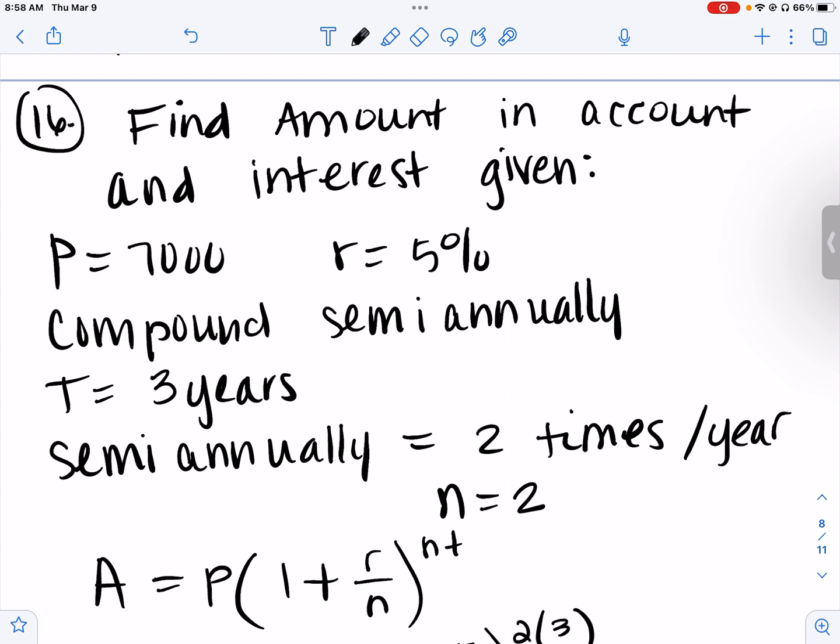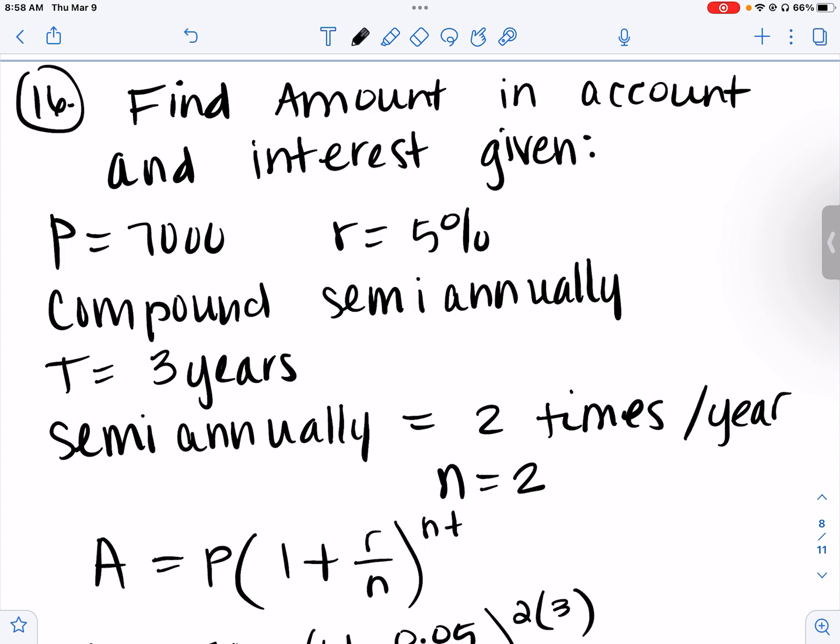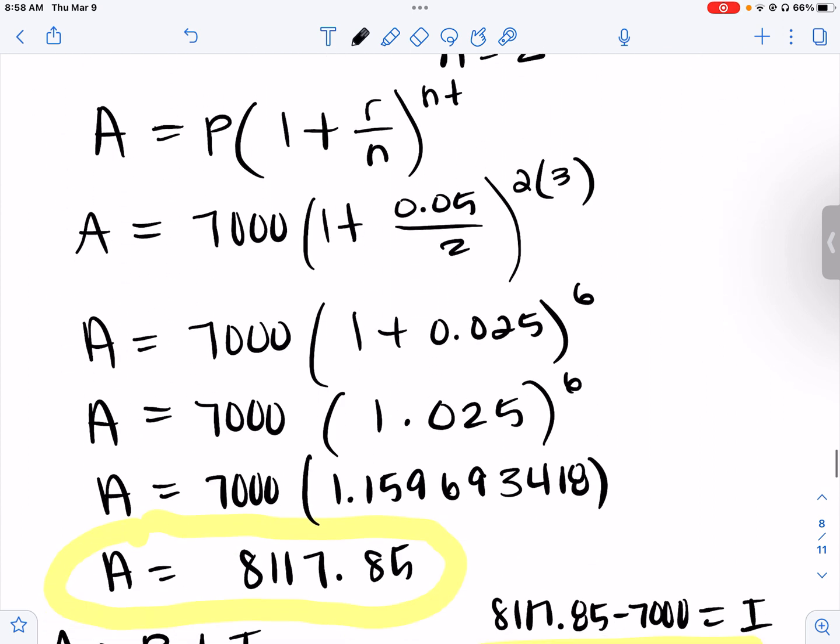Find the amount in the account and interest given that P is 7,000, R is 5%, compounded semi-annually, and T equals 3. Semi-annually means 2 times per year, so N equals 2. Okay, here's your formula. We were told P is 7,000. 5% means R is 0.05. N is 2. And T is 3.